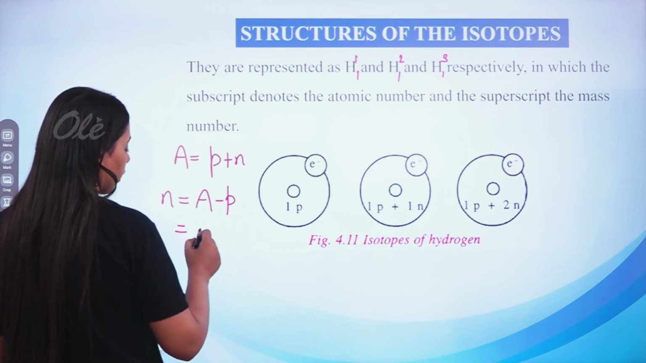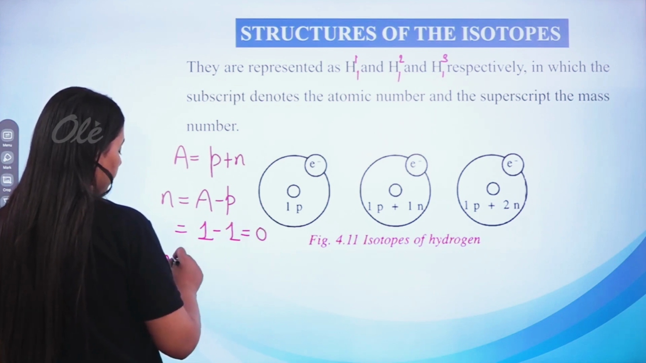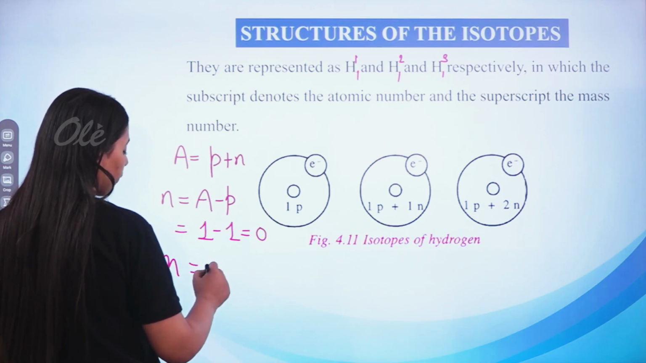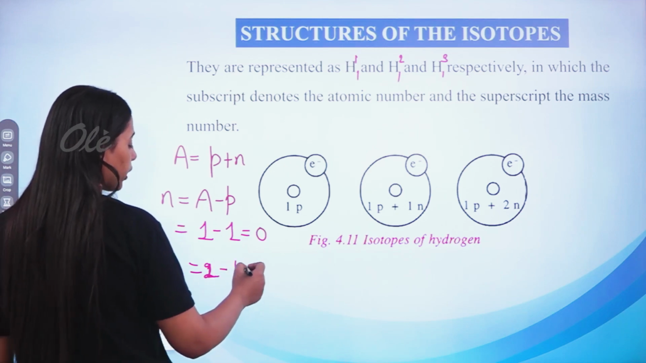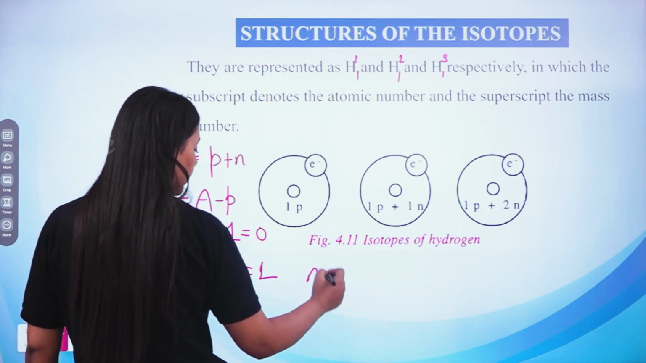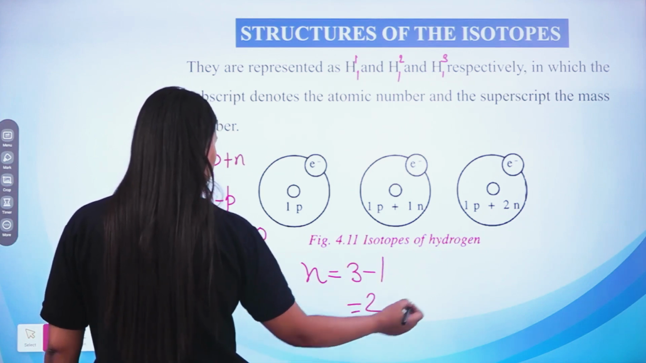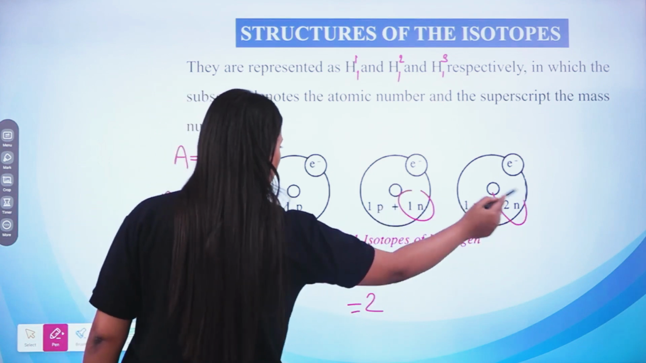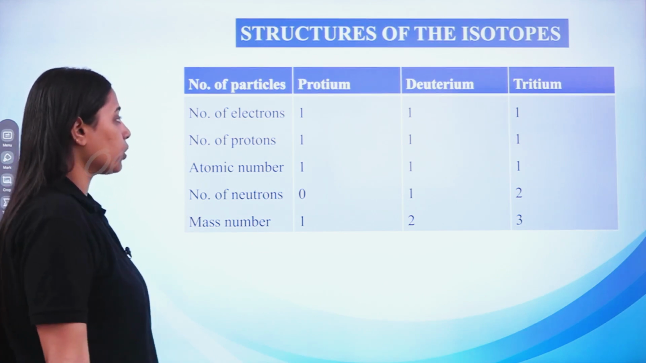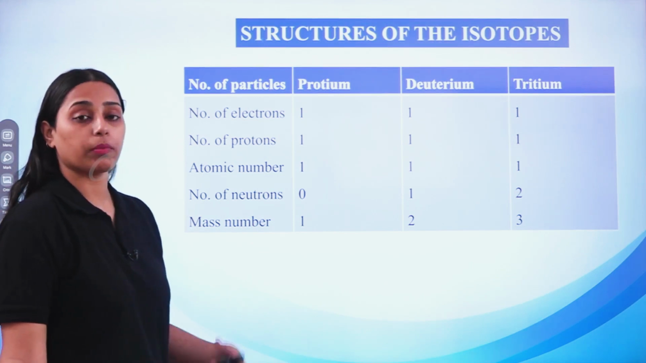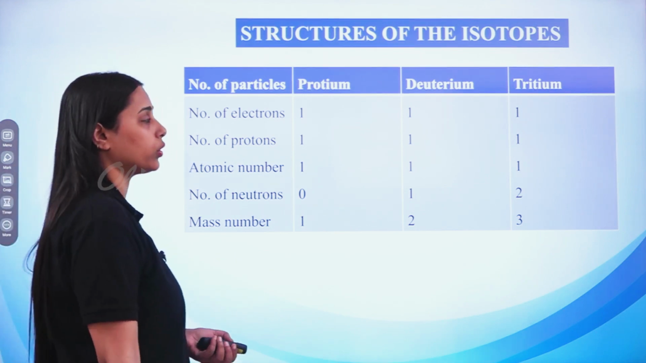So the first one, having atomic mass 1 and proton 1, has 0 neutrons. The second isotope, having mass 2 and proton 1, will have 1 neutron. And the third isotope, tritium, having mass 3 and 1 proton, will have 2 neutrons. So from here you are calculating using this formula, nothing more to it, right? This is a chart showing the number of protons, electrons, atomic number, neutrons, and mass number. The number of protons and electrons are the same in all, because the number of electrons is equal to the number of protons.